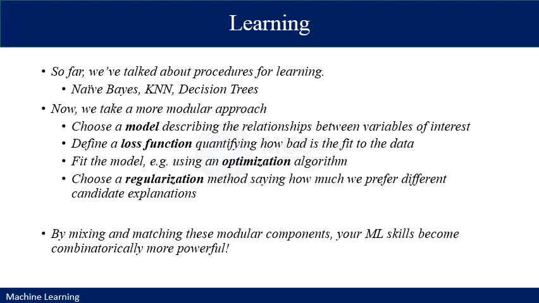Then once you have identified the model and the loss function to measure its performance, you try to fit the model and you use different optimization techniques. And then you choose a regularization method saying how much we prefer different candidate explanations depending upon the performance of the model on unseen datasets. So by mixing and matching these modular components, your machine learning skills become combinatorially more powerful.